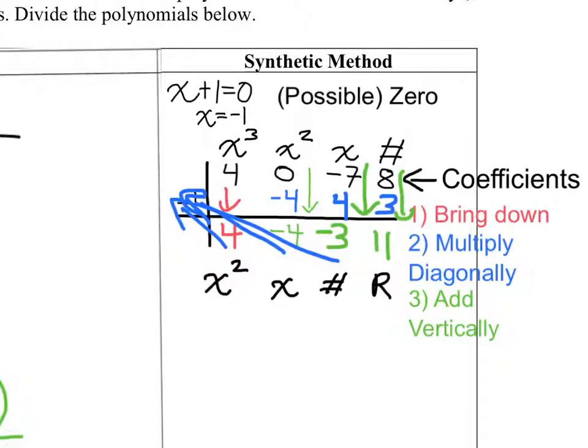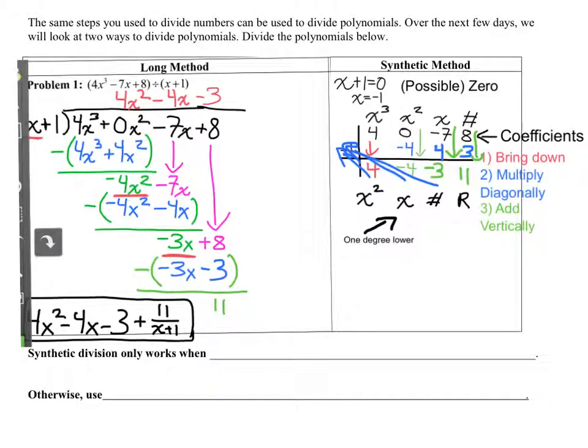And then what you'll see is that you have exactly the same answer as we did in the original long division problem. So again, notice that we have the same quotient as we did when we did the long division way. 4x squared minus 4x minus 3 plus 11 divided by the quantity x plus 1.